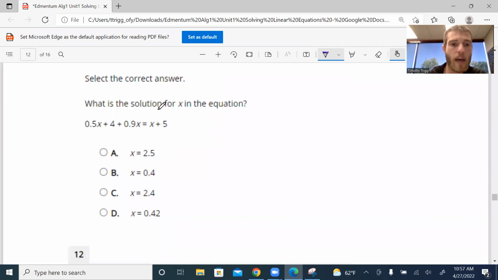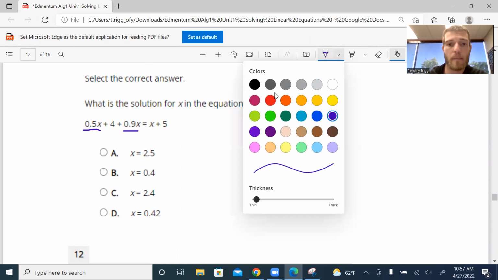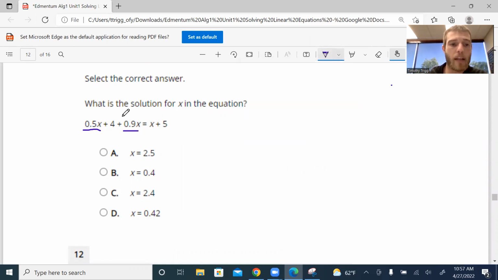For this one, let's go ahead and solve for x. So taking a look at this, we have this 0.5x and this 0.9x together on the left side. Whenever I see that, I want to combine those together. Okay, so always combine like terms if you can. Don't combine across the equal sign. We're going to have to use properties of equality to do that. So 0.5x plus 0.9x, they're on the same side of the equal sign, so we're going to combine those. That's 1.4x.